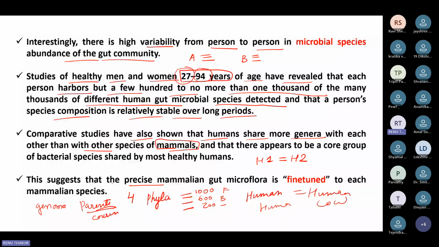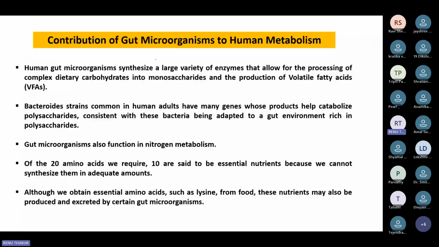Now, the major contribution of gut microorganisms to human metabolism. This is the function. What is the role of the microorganisms in our gut? What do they do there? They are huge in number. There are more than 36,000 genera with 36,000 strains we have studied just now. So what do they do there in our gut? Human gut microorganisms synthesize a large variety of enzymes, which are bioproducts that allow for the processing of complex dietary carbohydrate into monosaccharide.